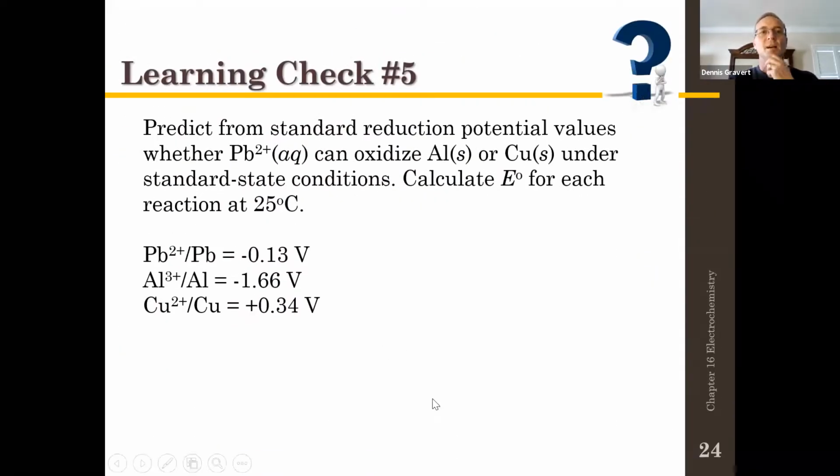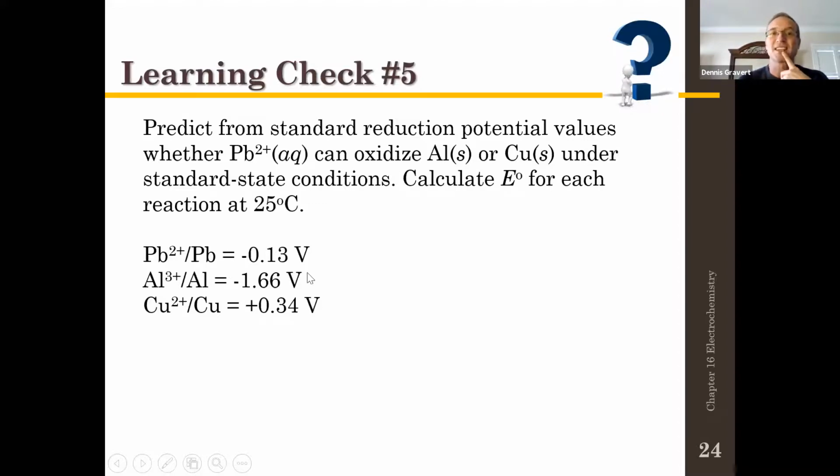All right, learning check. Predict from the standard reduction potentials, that chart, whether Pb can oxidize aluminum or copper under standard state conditions. And if it can, calculate the potential for each reaction. Okay, what are we doing? We're oxidizing. And that is how the table's listed. They are reduction potentials, meaning the molecules want to be reduced. They want to gain electrons, and they are being reduced, which means they're trying to oxidize somebody. They're good oxidizing agents. So the more positive they are, the better oxidizing agent they are.